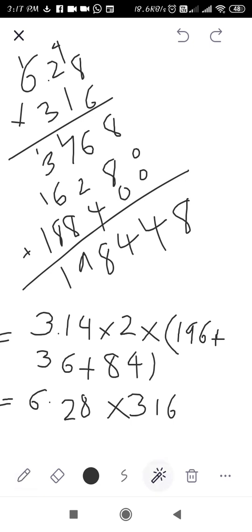Now you can see here that there is a decimal after 2 digits. So you will add a decimal point after 2 digits. Okay. So 1908.48 is the final answer.